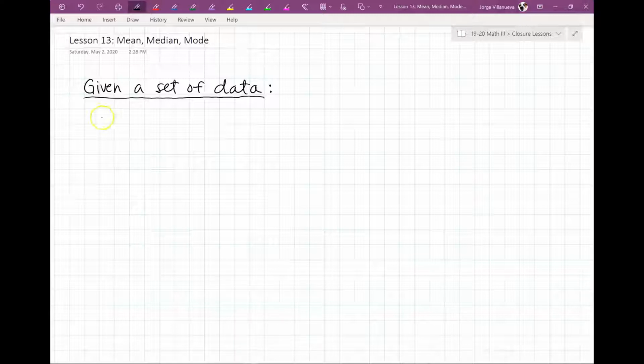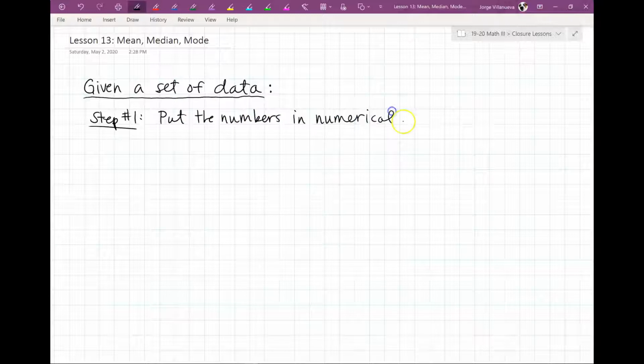Now, what I would say is step 1, put the numbers in numerical order. Numerical order. Okay, because that's going to help you later on. That's not like a step you must take, but if you don't do it, you're going to have to do it eventually. So might as well just do it right away. So put the numbers in numerical order from smallest to largest.